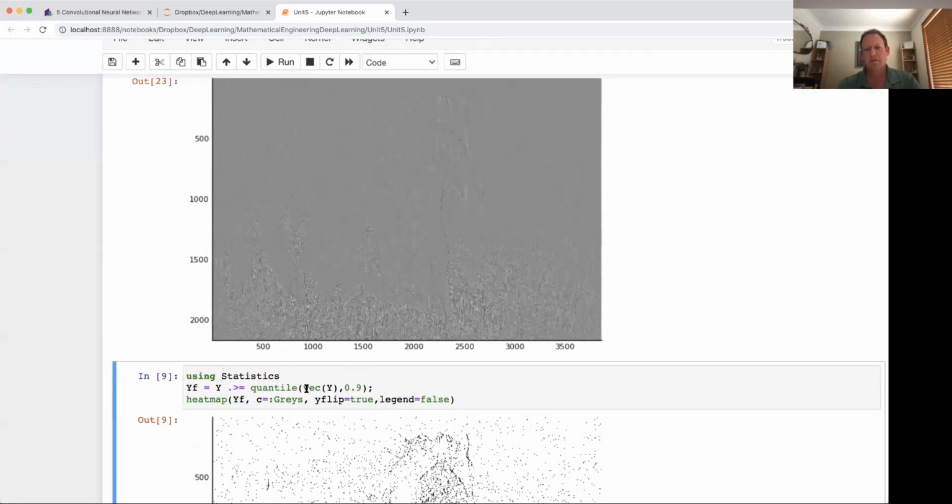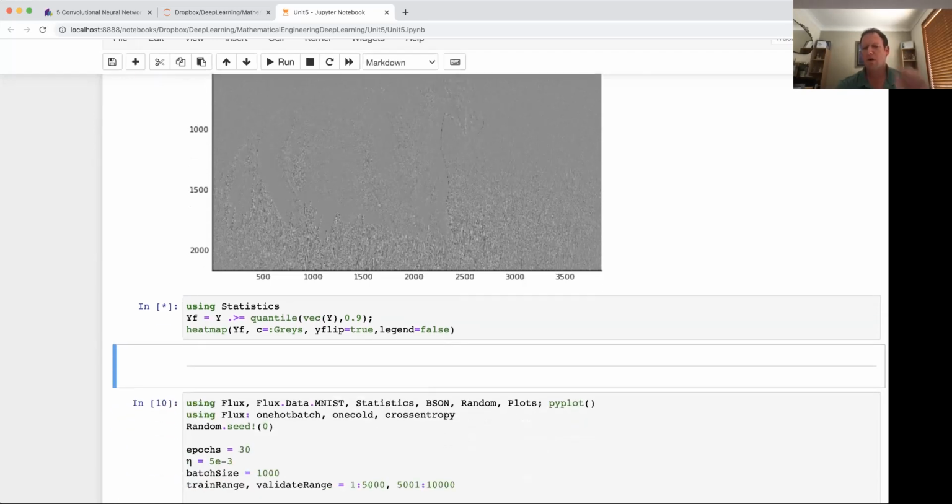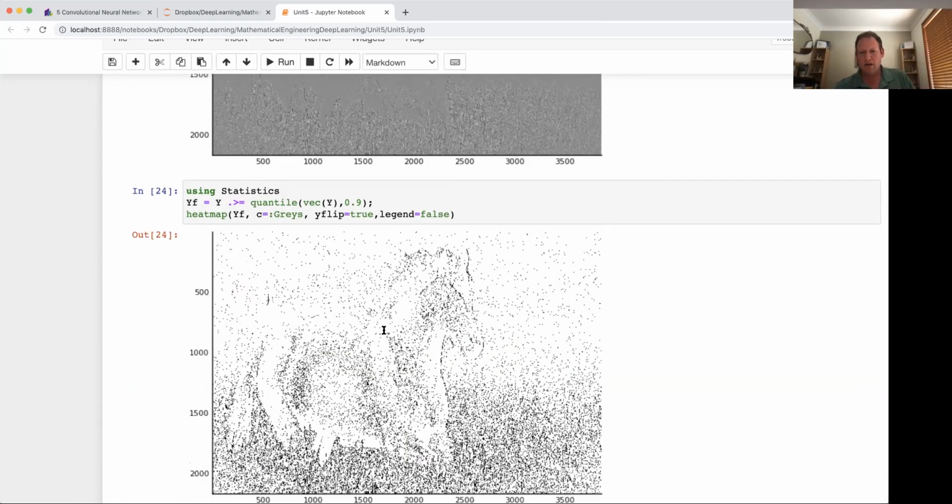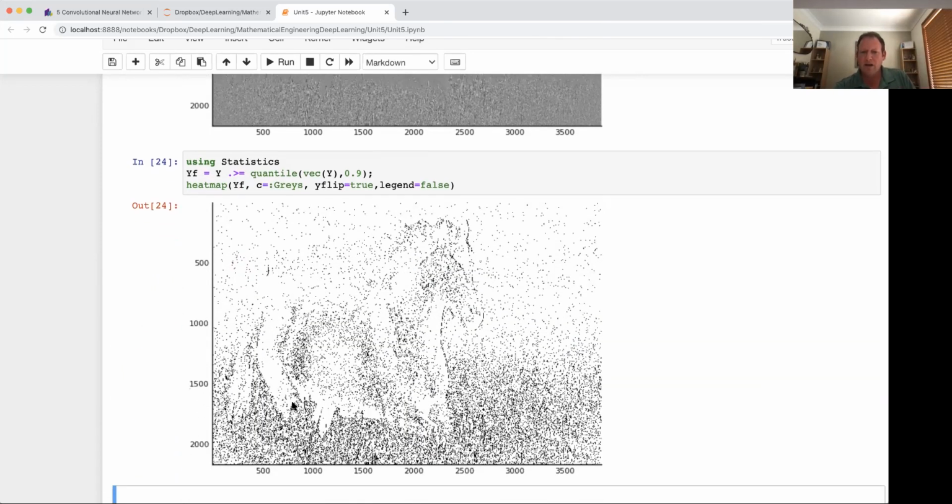Just to filter this a bit more, we're going to throw away, we're going to find the 90th quantile. So there's a lot of noise there. So we're going to throw away all the entries that are less than the 90th quantile, and just plot the points of the filtered image that were beyond the 90th quantile. And what you see is that we got some rough indication of the edges of the horse.